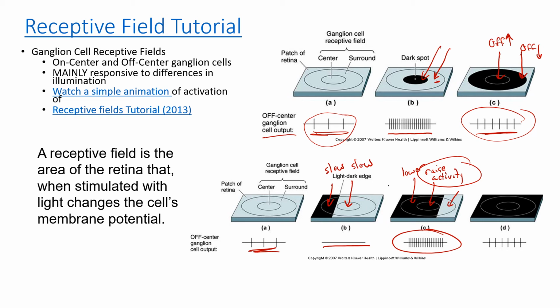But now the black moves and covers the whole thing. We raise activity level here, but everywhere else in the surround we're getting a lowering, and that combination results in action potentials at a lower rate. Again, seeing here and here, more action potentials when just that center is off, showing a preference for the center of that receptive field.